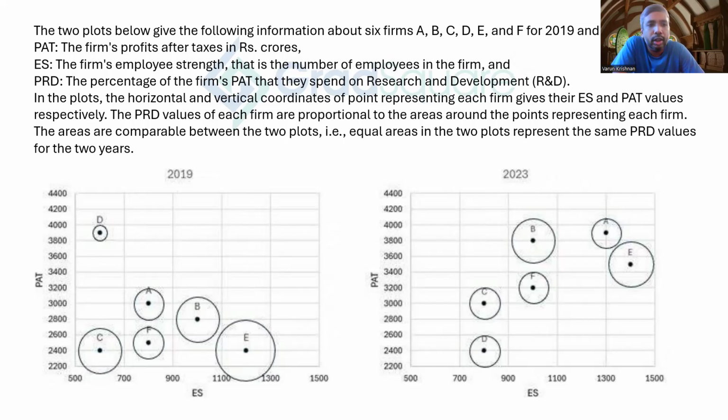So how much profit they have earned is being denoted by these points, which are present along the y-axis, and the value of the point along the x-axis will give you the employee strength. Now, what are the circles? The area of the circles are said to be directly proportional to PRD. PRD is percentage of PAT that has been spent on research and development. Percentage of the profit which has been spent on research and development is proportional to the area of the circles around the companies. So the set is actually pretty simple to understand except for the PRD part.